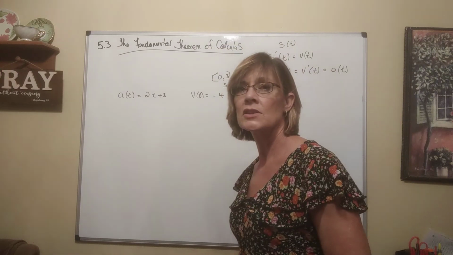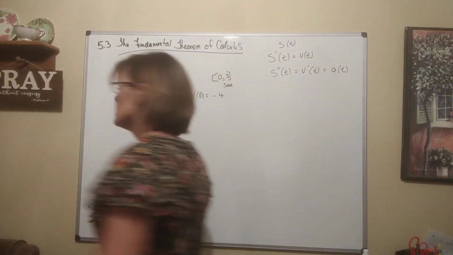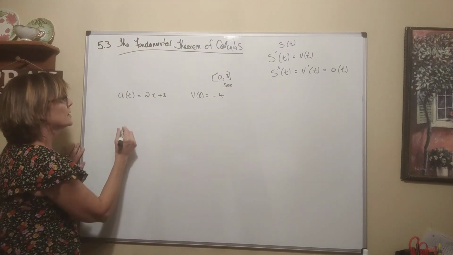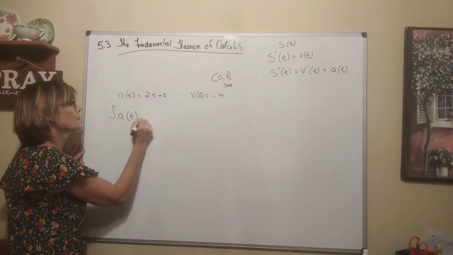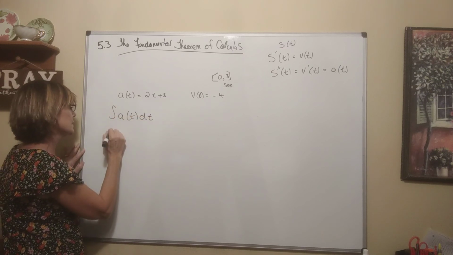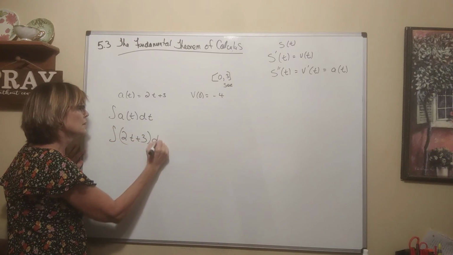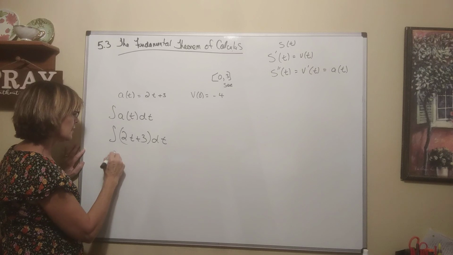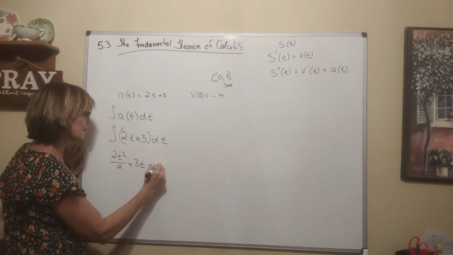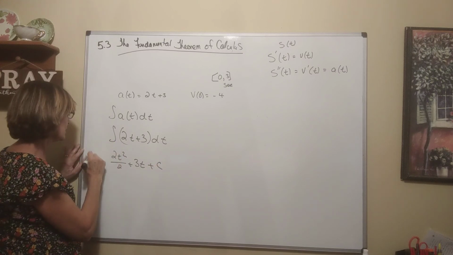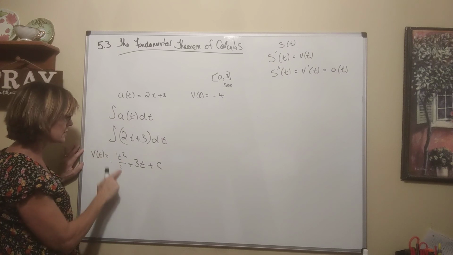Well, we're given acceleration, so we need to take an antiderivative, because acceleration is the derivative of velocity. So let's integrate the acceleration. Let's say the integral of 2t plus 3 dt. So that is going to be 2t squared over 2 plus 3t plus a constant, right? But this is what velocity is. And 2 over 2 is 1, so this is just t squared.